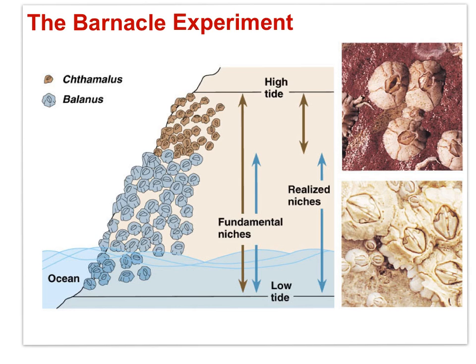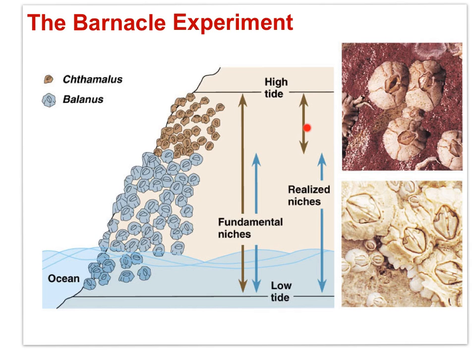Now you can see here that Connell divided the term niche into two parts, the fundamental niche and the realized niche. Now the fundamental niche of Thymallus was the entire range of the tidal region. The fundamental niche is the full range of conditions and resources in which a species could survive and reproduce. But the realized niche of Thymallus was more restricted due to the presence of Balanus.